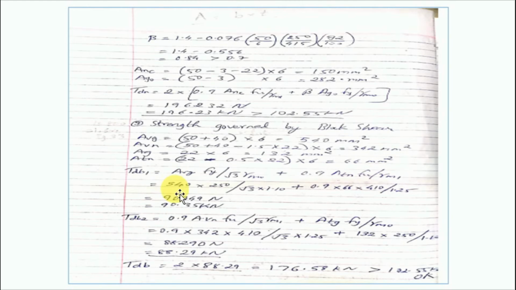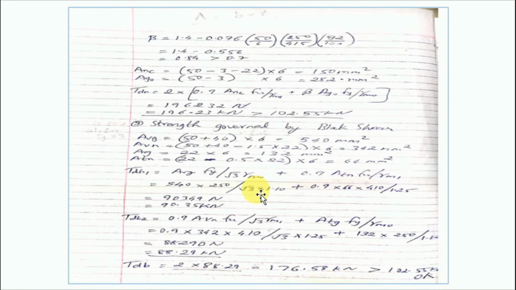TDB1, TDB2, we are comparing these. We are taking the minimum of these values and multiplying it by 2. So we are getting TDB equal to 176.58 kN, which is greater than 102.55 kN. So it is safe in block shear also.